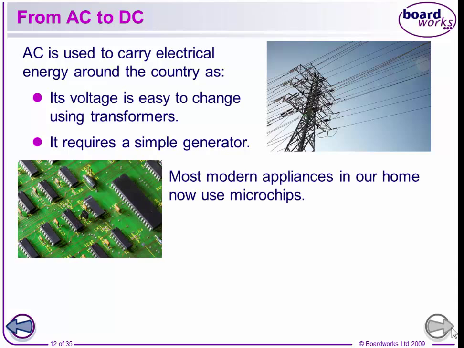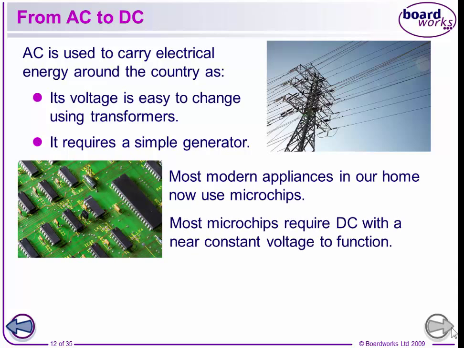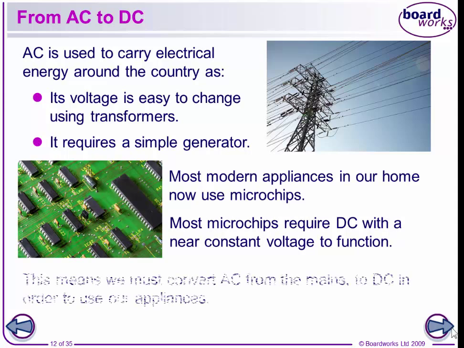However, most modern appliances in our home now use microchips. And most microchips need a very steady DC with a near constant voltage to function. This means that we must convert the AC, which is a system by which we transmit electrical energy, from the mains to DC in order to use them in our appliances, computers and so on.